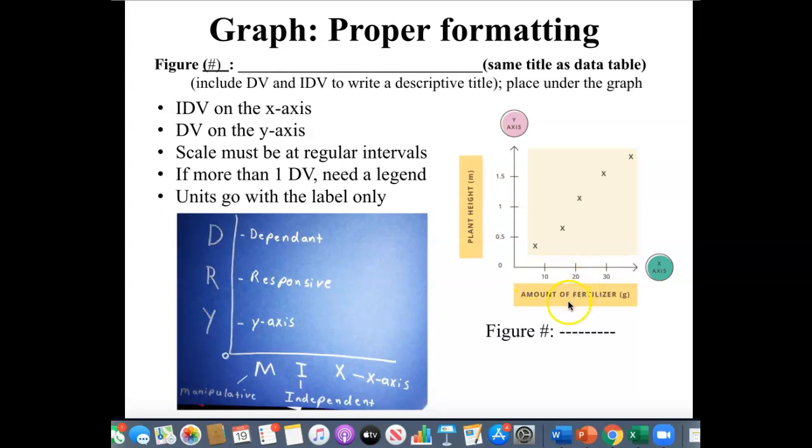Okay, so that's actually shown here. So amount of fertilizer, and here's my units. It's in grams. So notice that I didn't write 10 grams, 20 grams, 30 grams. That's redundant. I wrote the unit here, and it's understood that this means 10 grams. The same for here, right? Plant height in meters. So 0.5, 1, 1.5. No units go on the actual axis with the number. They go over here with the label. And then my figure number with a highly descriptive title under the graph, not above it. So just refer back to your notes to help you.